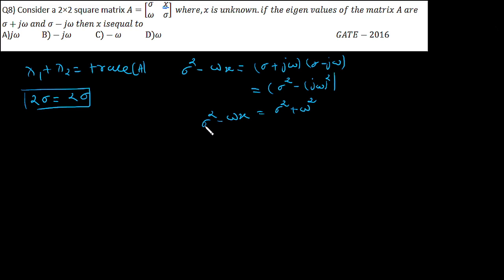Now we can compare this sigma square with this sigma square, and the second term, which is minus omega x, equals omega square. Now one omega will be cancelled out with this omega square, and we are getting minus x is equal to omega, and we have to find the value of x, which is simply minus omega. So that's it, we have found the value of x, which is minus omega. So option C is the correct answer.